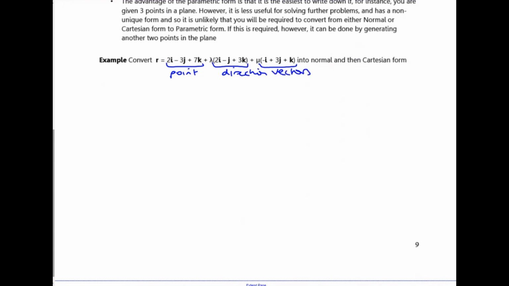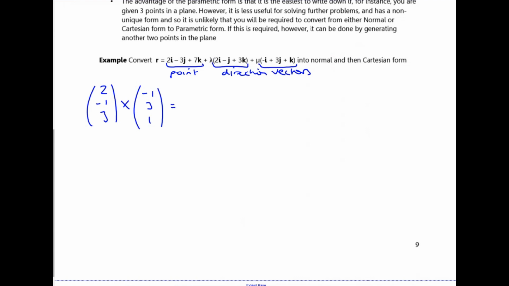So we can use this information to convert this into dot product form. So r dot n equals a dot n. We need a point that it goes through, so we can just use this point, and we need a normal vector to this plane. So we're going to get a normal vector by doing the cross product of these two vectors. Okay. So take these and substitute them into the formula.